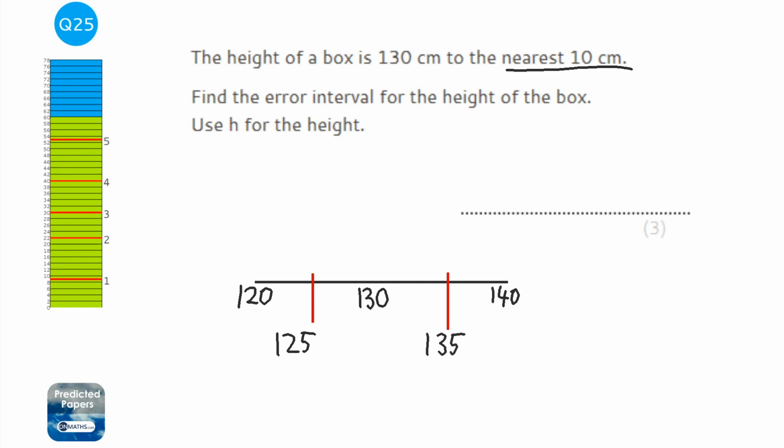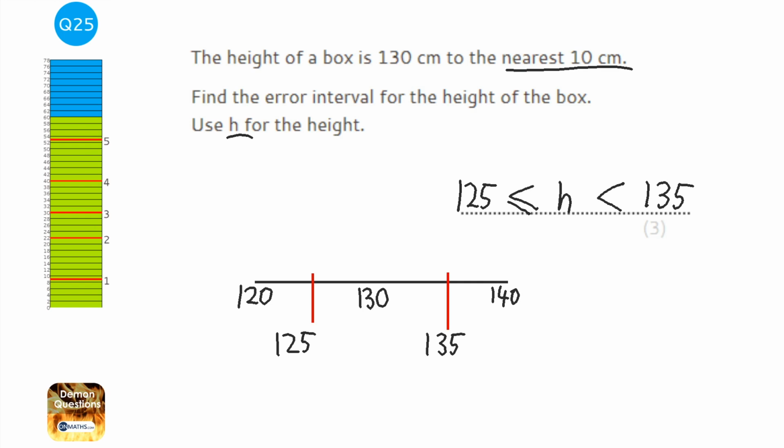It wants h for the height, so we're going to put h in the middle, with 125 to the left of it and 135 to the right of it. h could have been 125 as well, so we have a little equals underneath the inequality. h was less than 135, but it couldn't be 135, otherwise it would round up to 140, so we don't put the equal sign there.